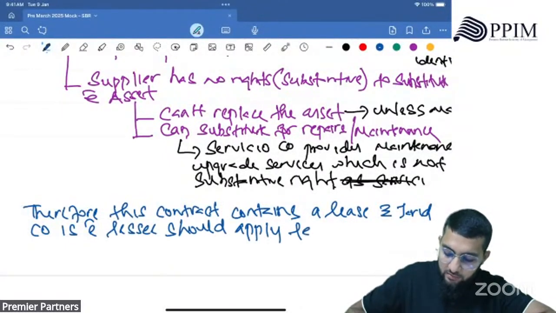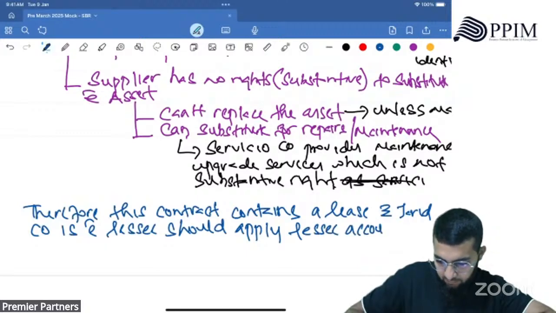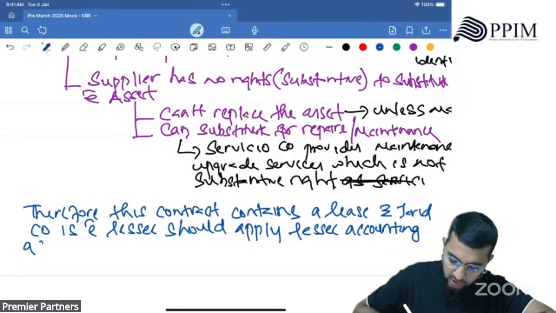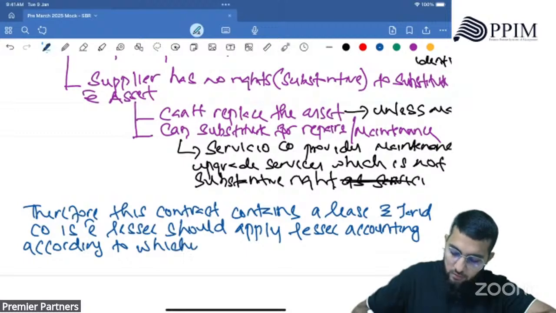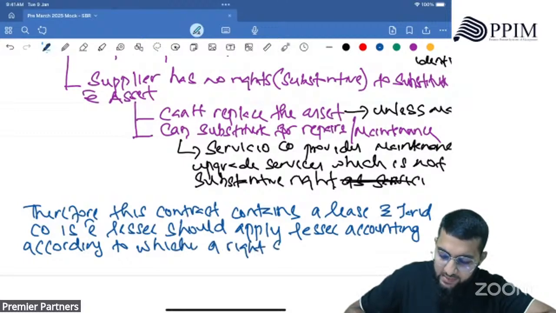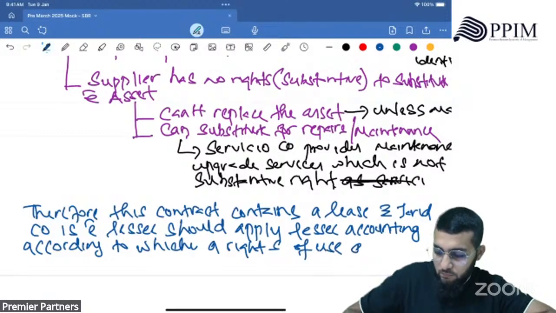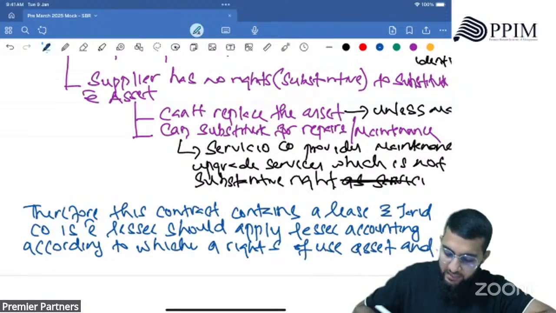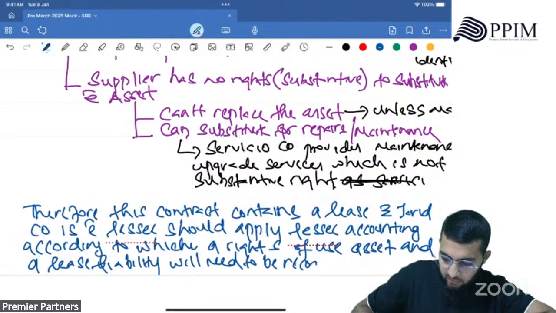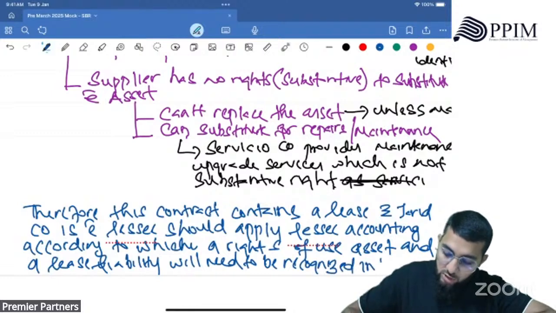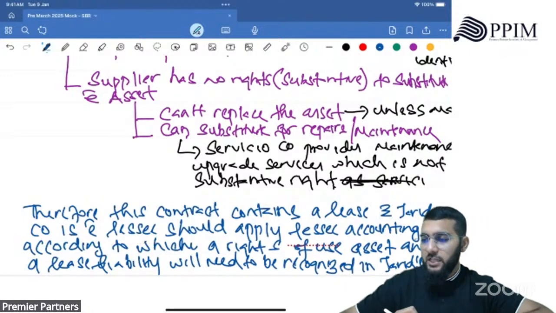should apply lessee accounting, according to which a right of use asset and a lease liability will need to be recognized in Jaritco's financial statements. There we go.